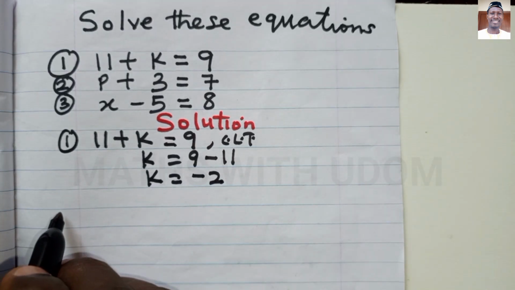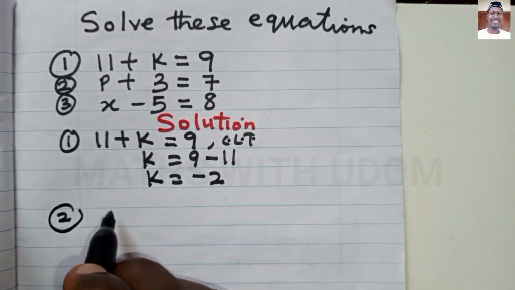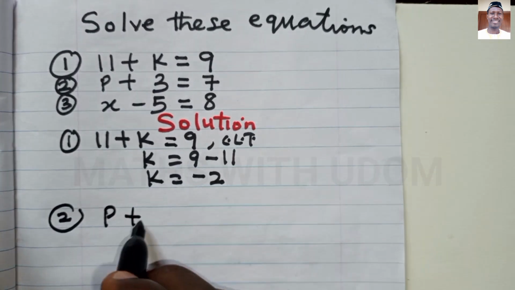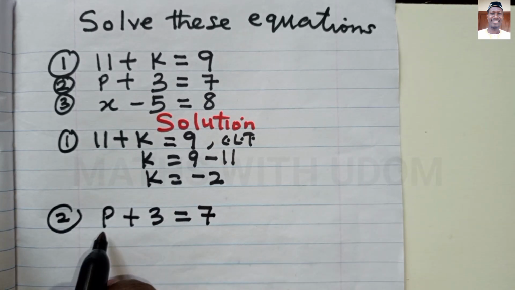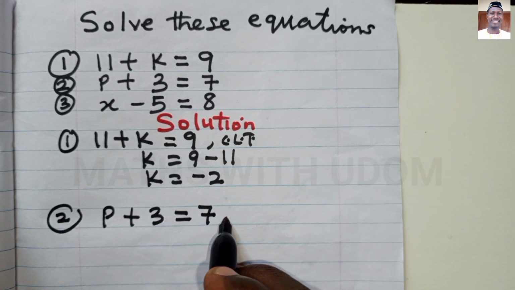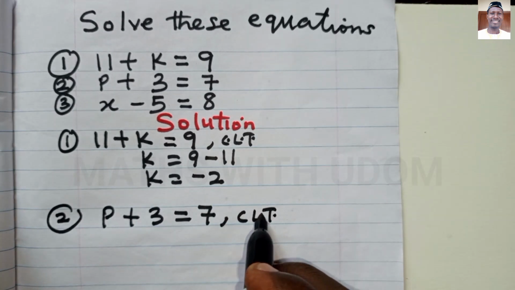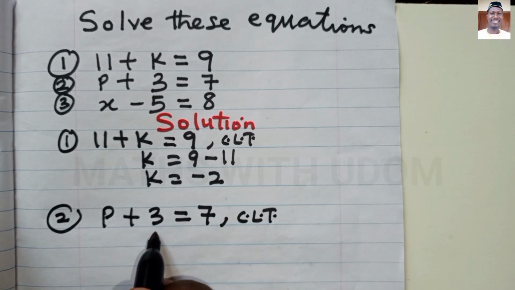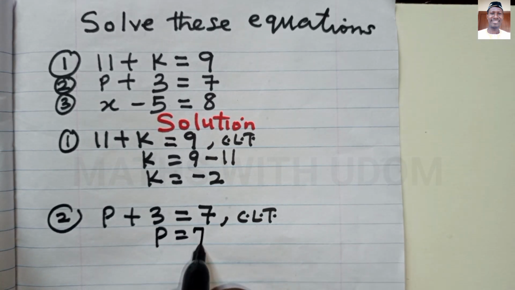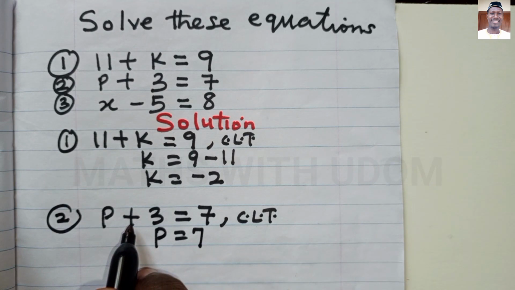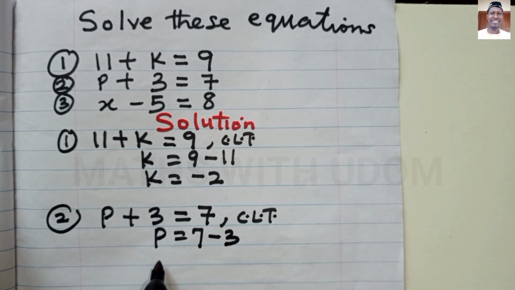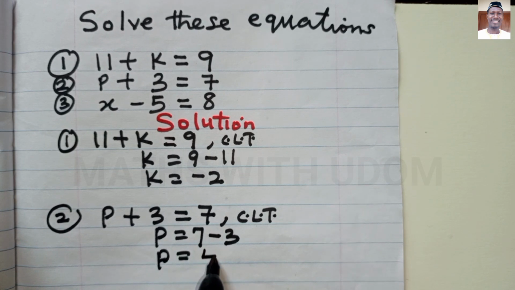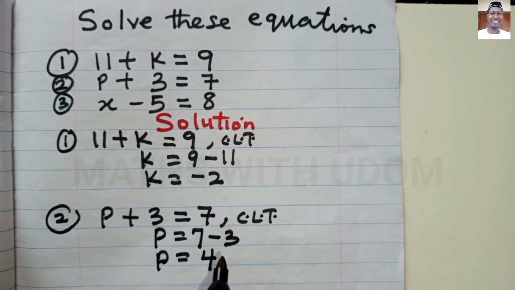Number 2, which is p plus 3 is equal to 7. We are looking for the value of p. So all we need to do here is to collect like terms. That will give us p is equal to 7, which was already here. Plus 3 will cross over to the other side and turn to minus 3. So we have p equals 7 take away 3, which gives us 4. Let's move to the third question.